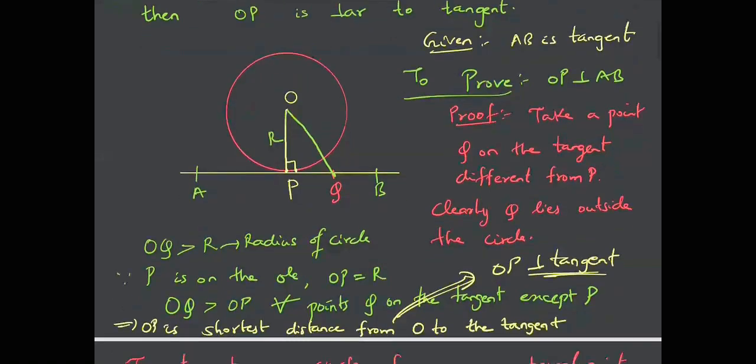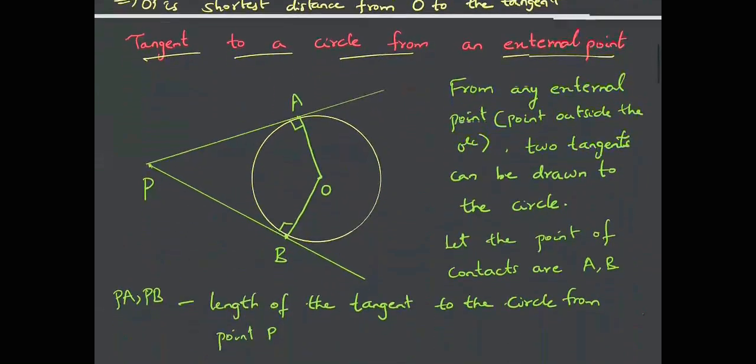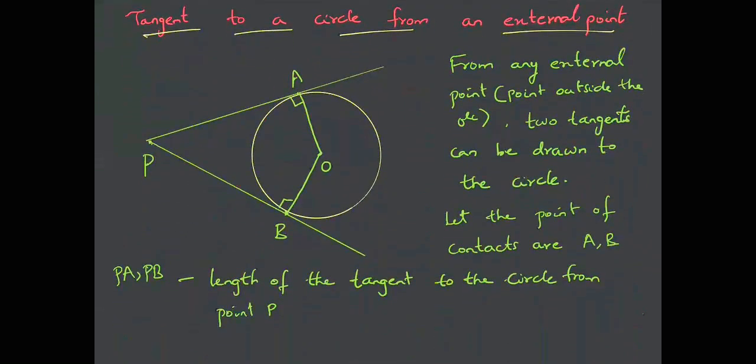Fine. So let us move forward. Tangent to a circle from an external point. If there is a circle, an external point means the point that is outside the circle. From an external point, you can always draw two tangents to a given circle, to any circle.